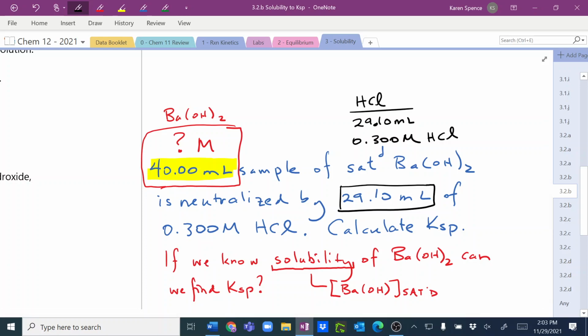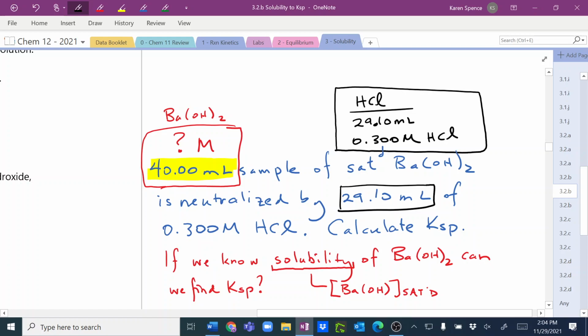Is that a kind of problem that you can solve? Find the concentration of barium hydroxide, if you know its volume, and you know that it reacts with HCl of a known volume and a known concentration. What kind of a problem is that? It's a stoichiometry problem, yes? It's a titration / stoichiometry.